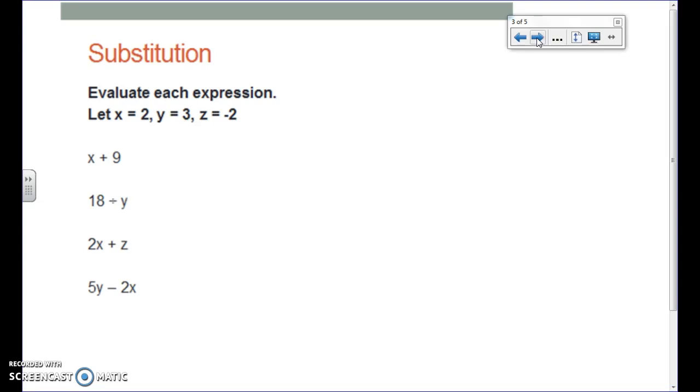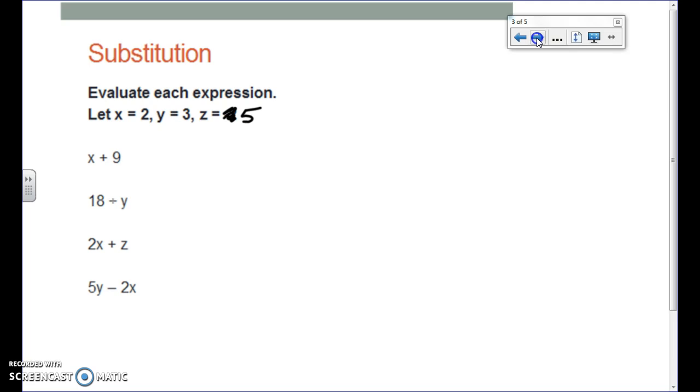Okay, so let's take a look here. It says evaluate each expression. X is 2, Y is 3, and Z is -2. So I think I'm going to edit this just a hair. Let's make Z 5. So we have 2, 3, and 5. No negative numbers for now. Just 2, 3, and 5.